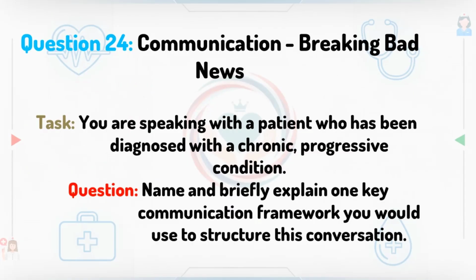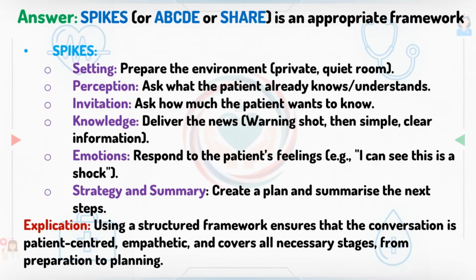Question 24. Communication. Breaking bad news. Task: you're speaking with a patient who has been diagnosed with a chronic, progressive condition. Name and briefly explain one key communication framework you would use to structure this conversation. SPIKES, or ABCDE, or SHARE, is an appropriate framework. SPIKES. Setting: prepare the environment, private, quiet room.